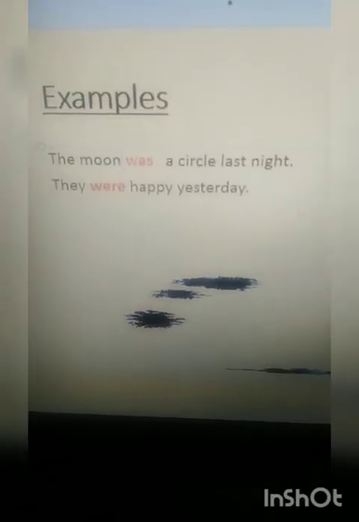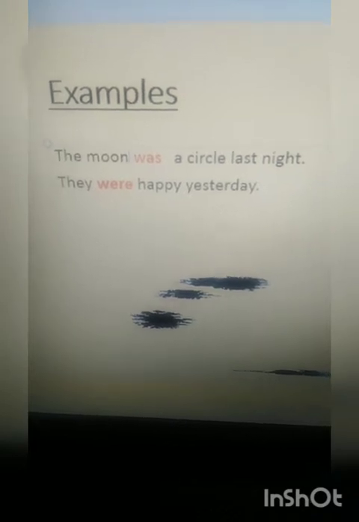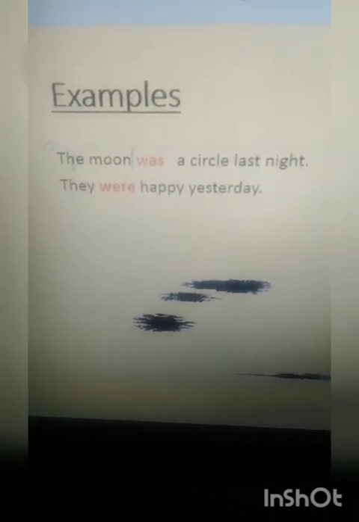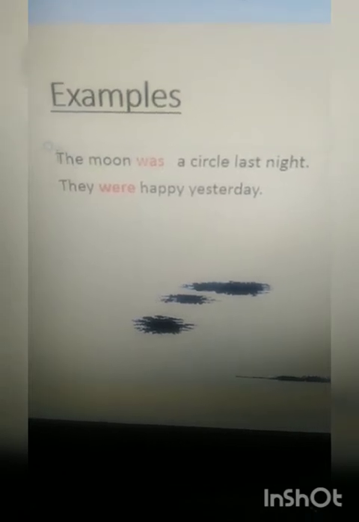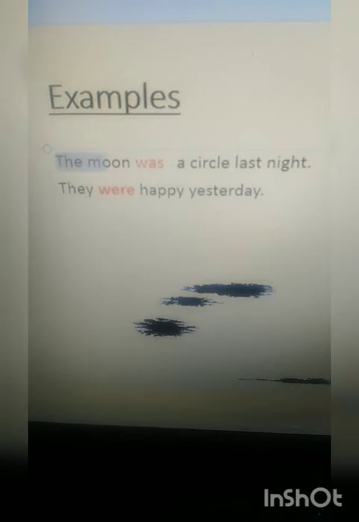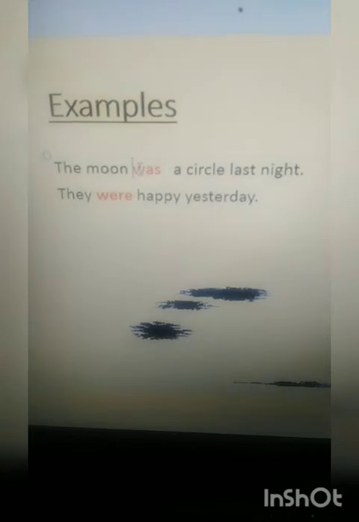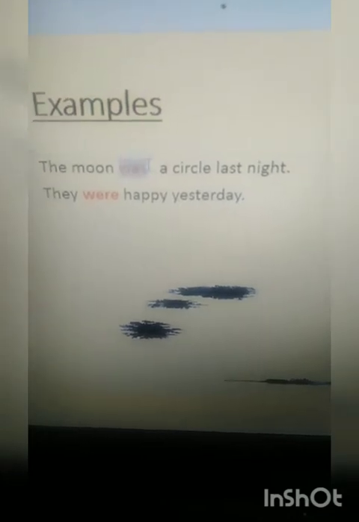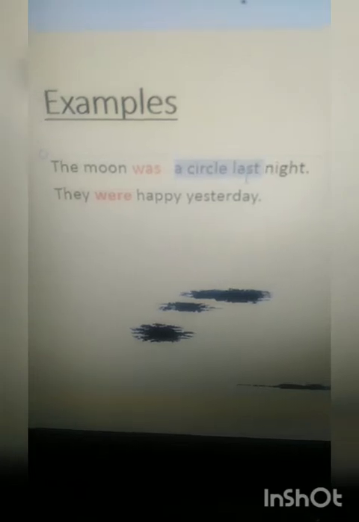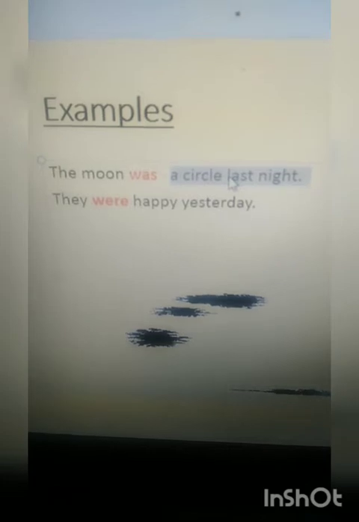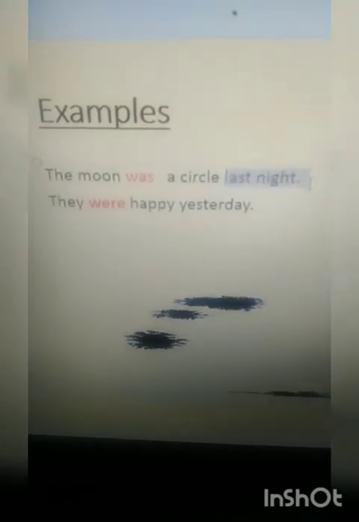Let's have some examples. The first example: the moon was a circle last night. The moon is the subject. Because it's singular, mufrad, it is followed by was. Was is the verb. A circle last night is the complement. And here we have the keyword last night. It's a keyword that helps us to know that we are talking in the simple past tense.